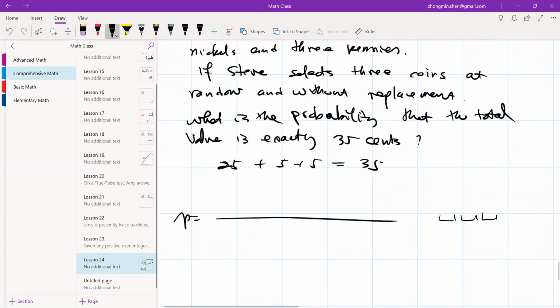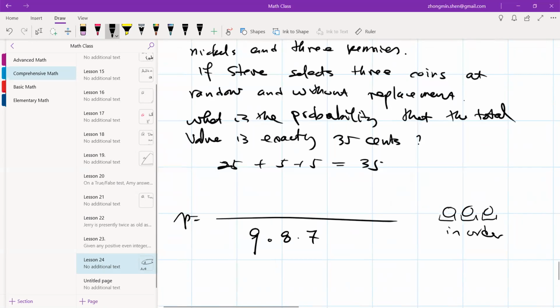How many possible outcomes? You have 9 coins there total, right? Put them in order. So 9 coins, and then you have 8 choices, then you have 7 choices. That's the number of all possible outcomes. You do agree, right?